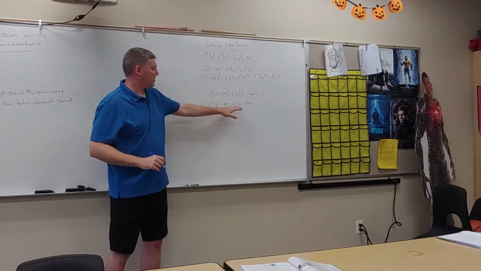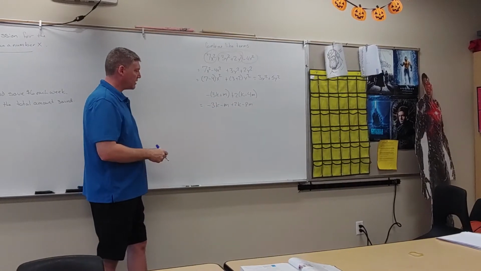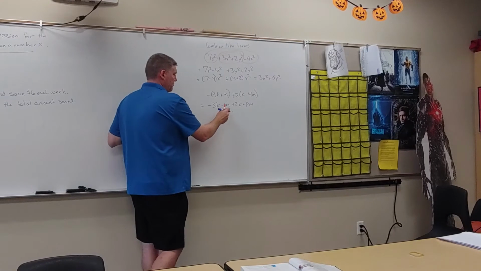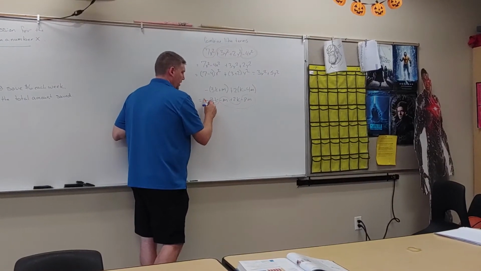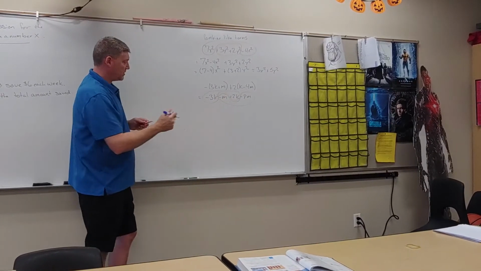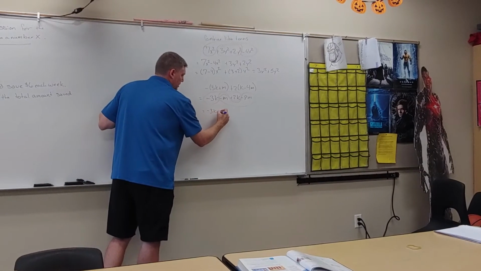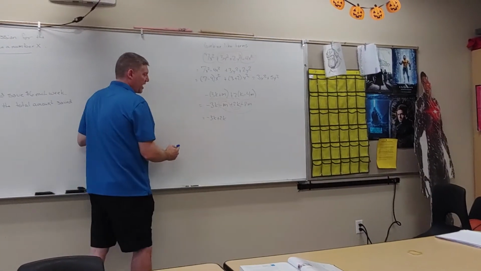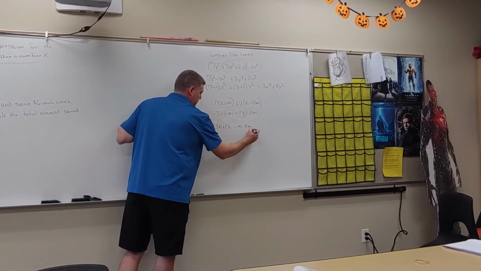I've distributed. I can now look to see if I have like terms. Well, it looks like I have some like terms here, and it looks like I have like terms there. So I'm going to reorder these. So I have negative 3k plus 2k minus m minus 8m.